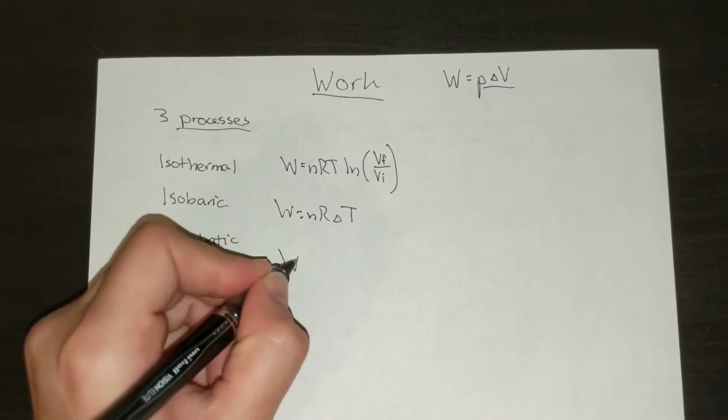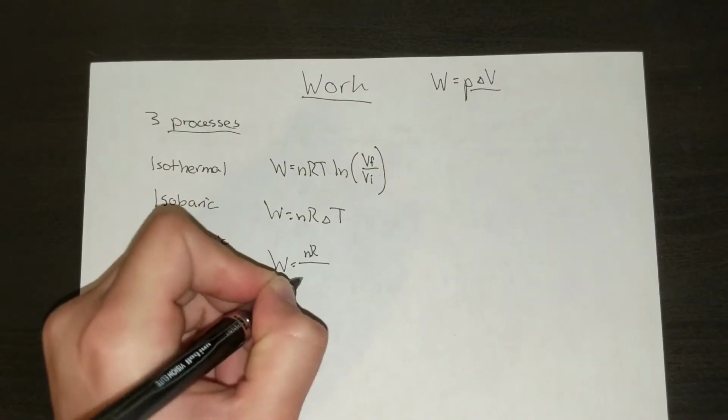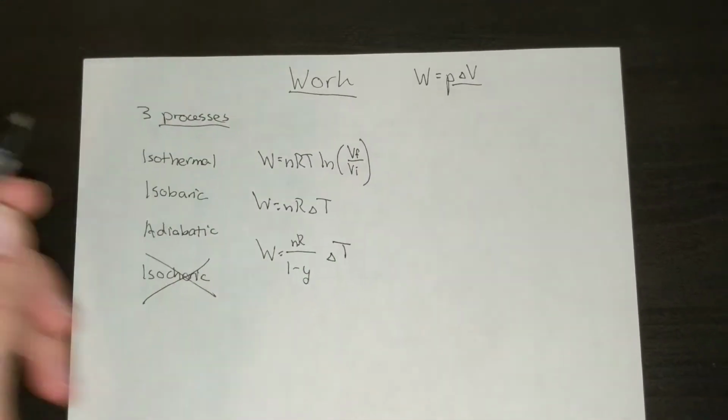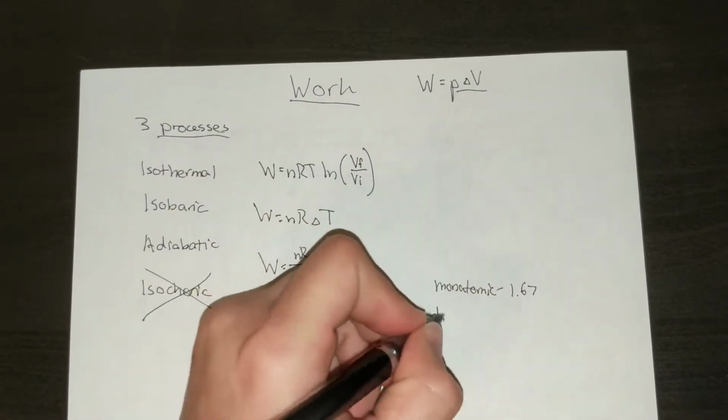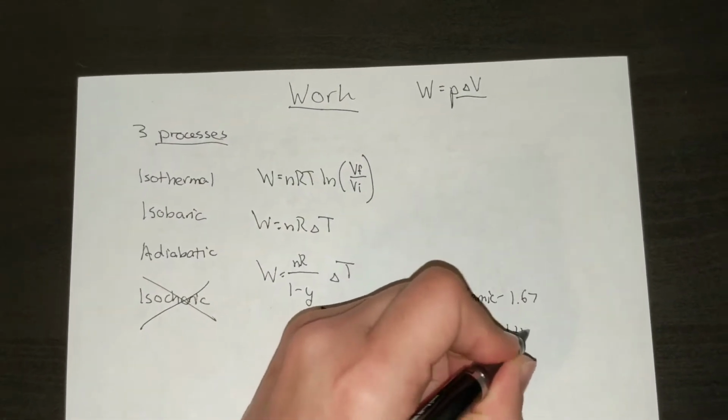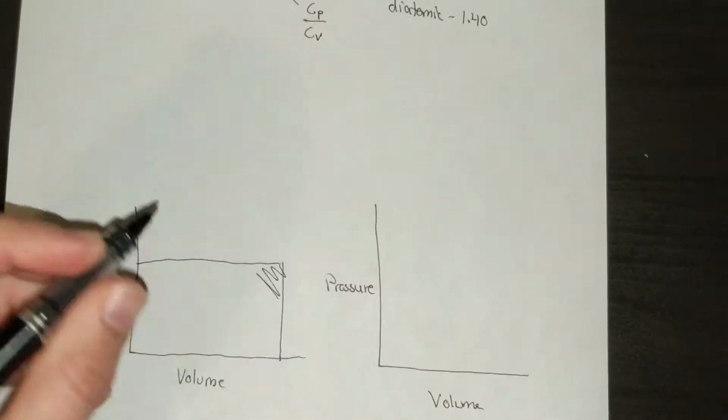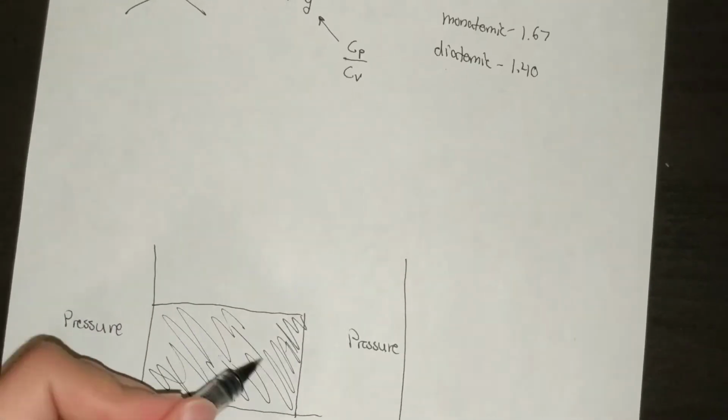Moving on to the adiabatic process for the equation, you have the heat capacity ratio. Now, the heat capacity ratio is for monatomic and diatomic, and these are the two values that you would need for that problem. Moving on to the graph, the first graph is an isobaric graph.